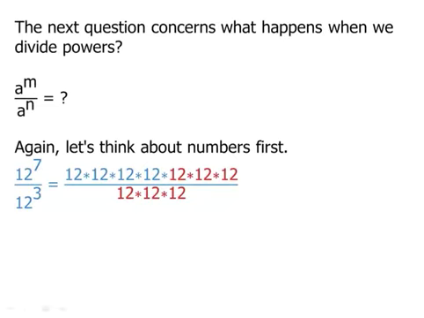So everything in red there, all that cancels. And of course, when you cancel, it just becomes 1. So it's 1 times everything else. And so we are just left with 4 factors of 12, and that's 12 to the 4th. So 12 to the 7th divided by 12 to the 3rd equals 12 to the 4th. Right there, that suggests the rule.